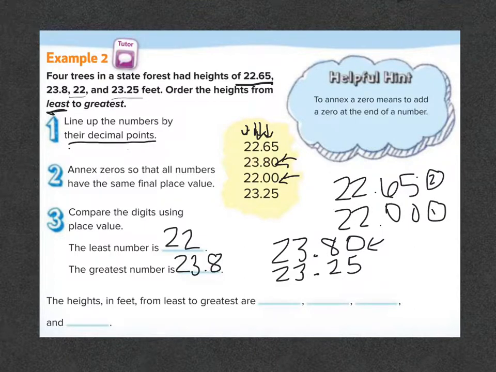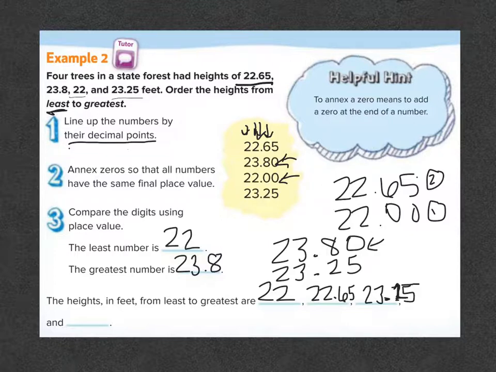Okay, so if we're going to order them from least to greatest, it would be 22. Then it would be 22 and 65 hundredths. Then it would be 23 and 25 hundredths. Sorry, I guess 2s are hard to make with a stylus. And then lastly, 23 and 8/10. So that's what we have today.